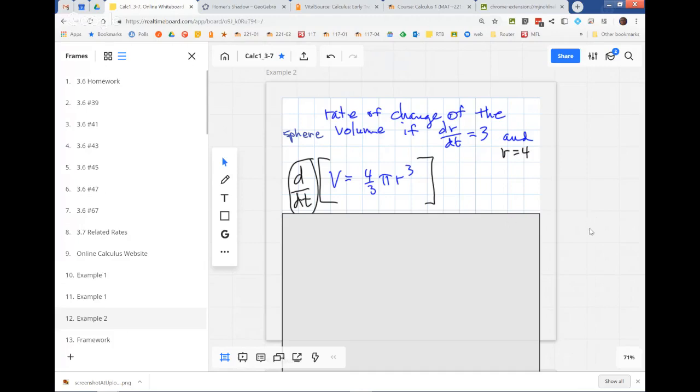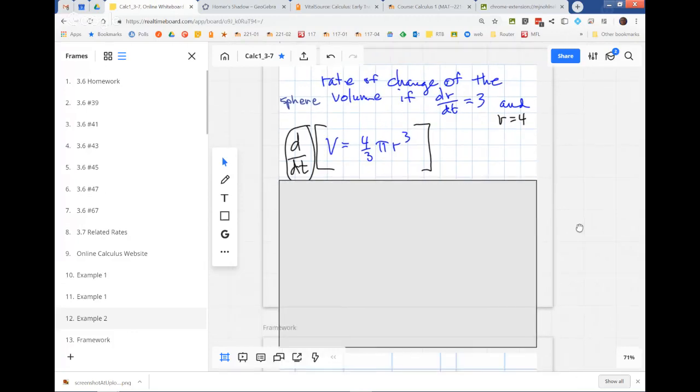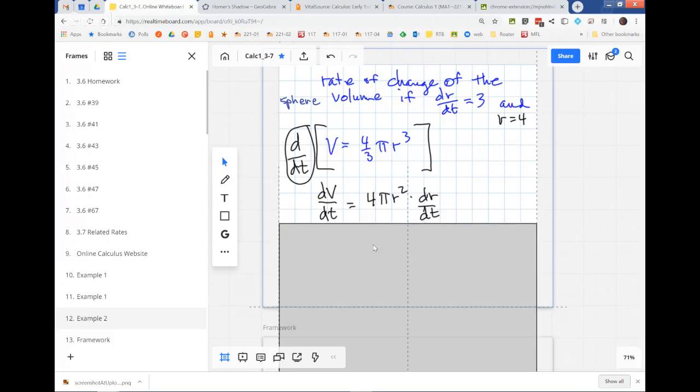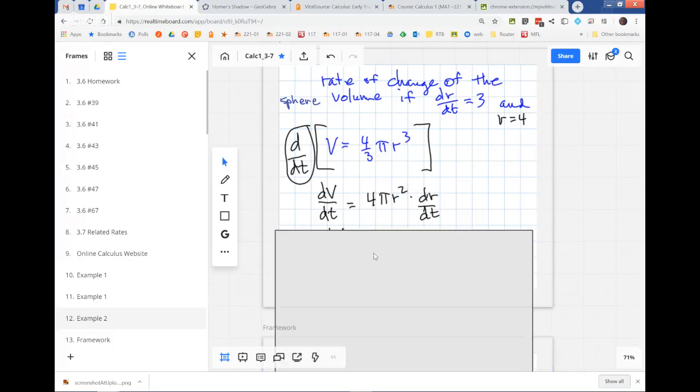Okay. So now it's time to do our implicit differentiation. We take this whole equation and we're going to differentiate with respect to time. So on the left, dV dt, the derivative of the volume with respect to time, equals, and here we can use the power rule, right? 4/3 pi r cubed, 3 comes down, 4/3 times 3 is 4. Pi is a constant. R, reduce the power by 1, but because r is not t, we have to do dr dt.